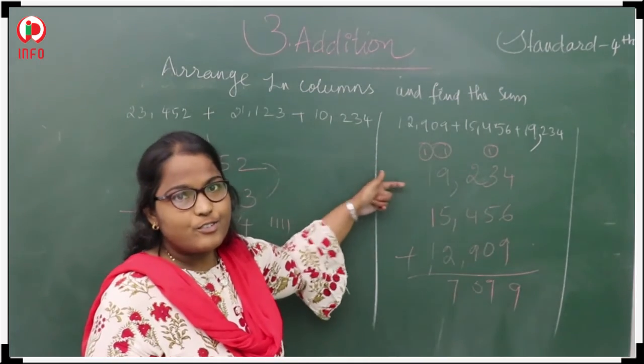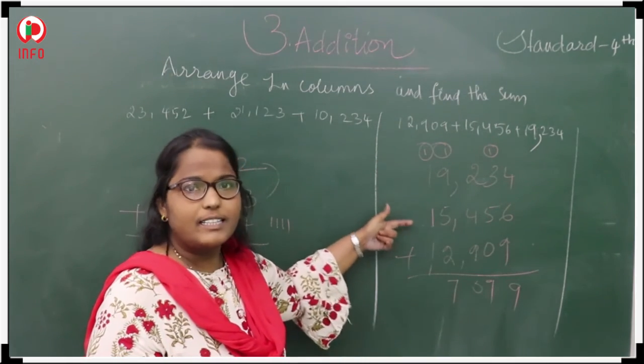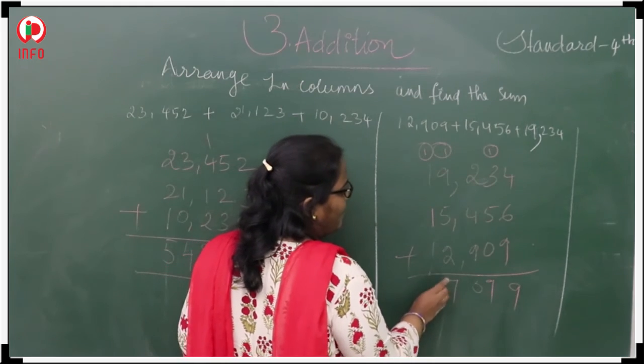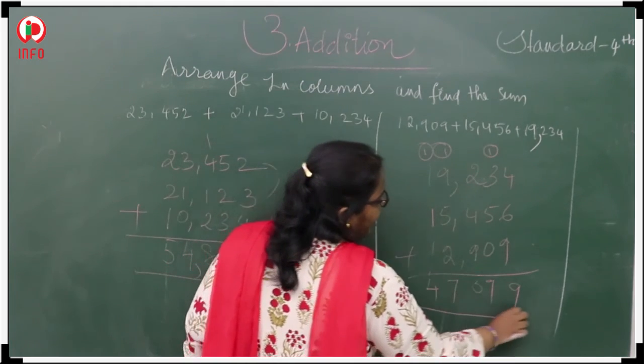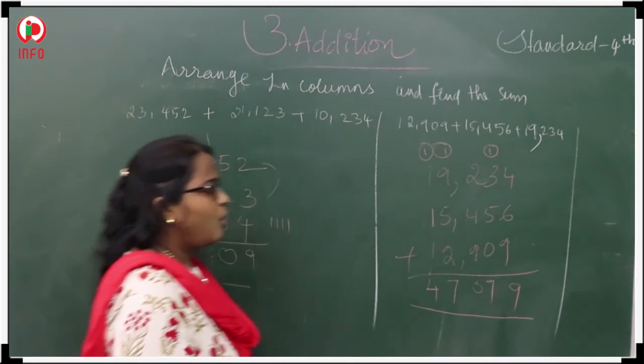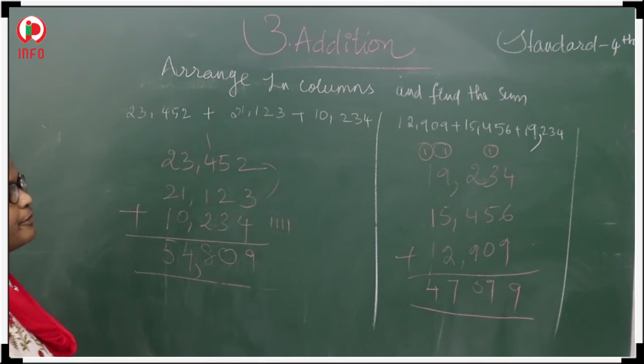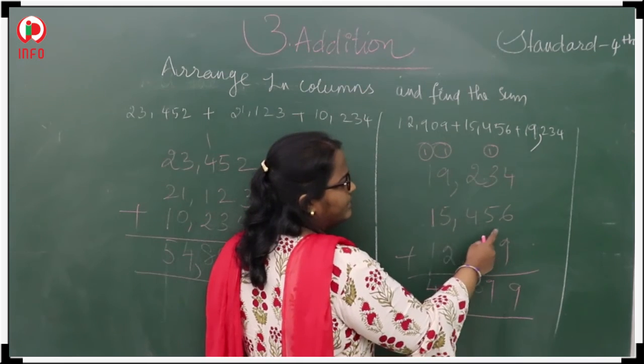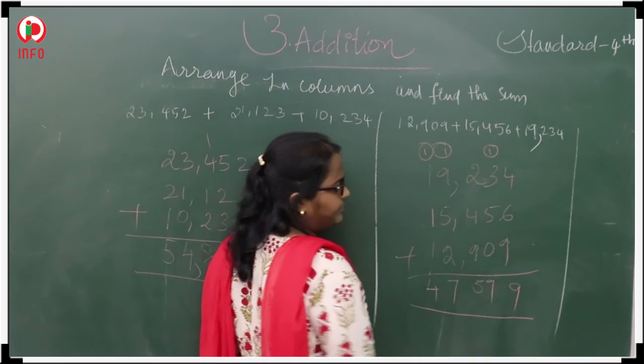1 plus 1, 2. 2 plus 1, 3. 3 plus 1, 4. Yeah. Okay, children? Hope you understood this problem, all of you. 10, 11, 12, 13, 14, 15. Yes? All of you, it's clear? 9, 10, 11, 12, 13, 14, 15.